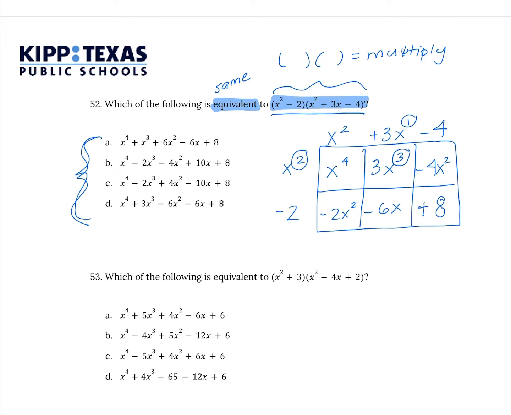Now, just a friendly reminder, guys, that the first and the last box never change. So x to the power of 4 is going to be part of my answer. Notice that this one right here is the only one with an x to the power of 3. So I'm just going to have 3x to the power of 3. This one right here has a power of 2. This one also has a power of 2. So I combine these. So negative 2 minus 4 is going to be negative 6x squared, minus 6x, plus 8.